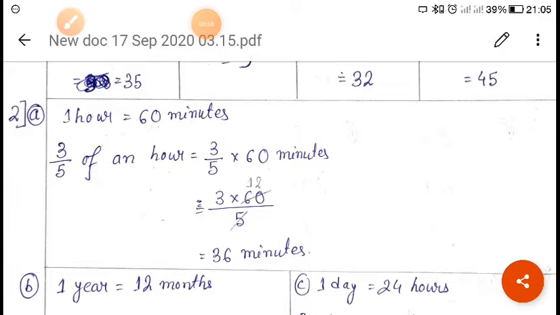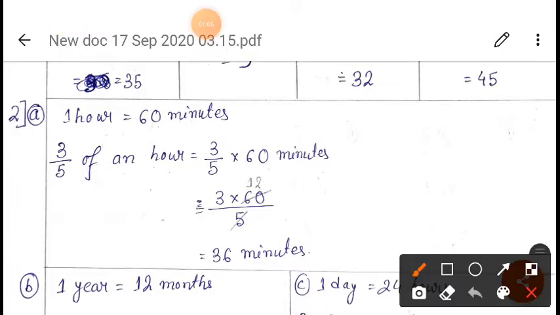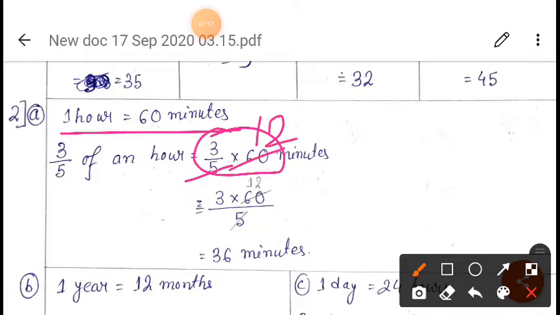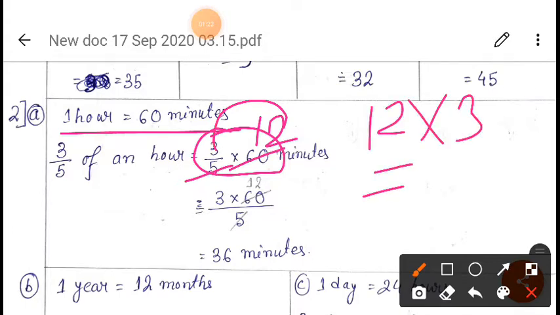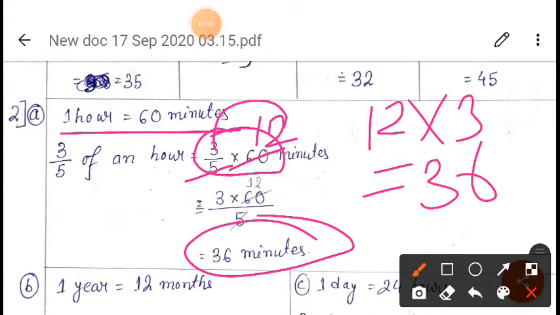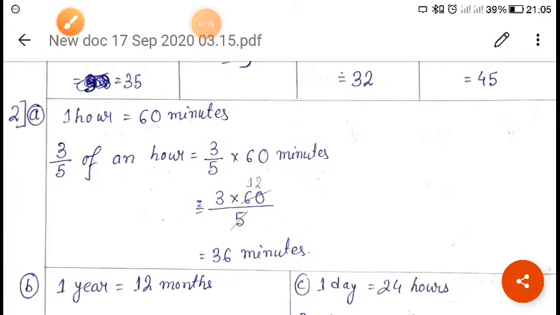Now question number 2a. What is given: express the following as instructed. Number 1 is 3 by 5th of an hour in minutes. 1 hour is 60 minutes, right? So 3 by 5th of the hour means 3 by 5 of 60. We can cancel like this: 5 ones are 5 and 5 twelves are 60. Now when you multiply, 12 into 3 is 36. So it will be 36 minutes. I hope it is very easy, right?